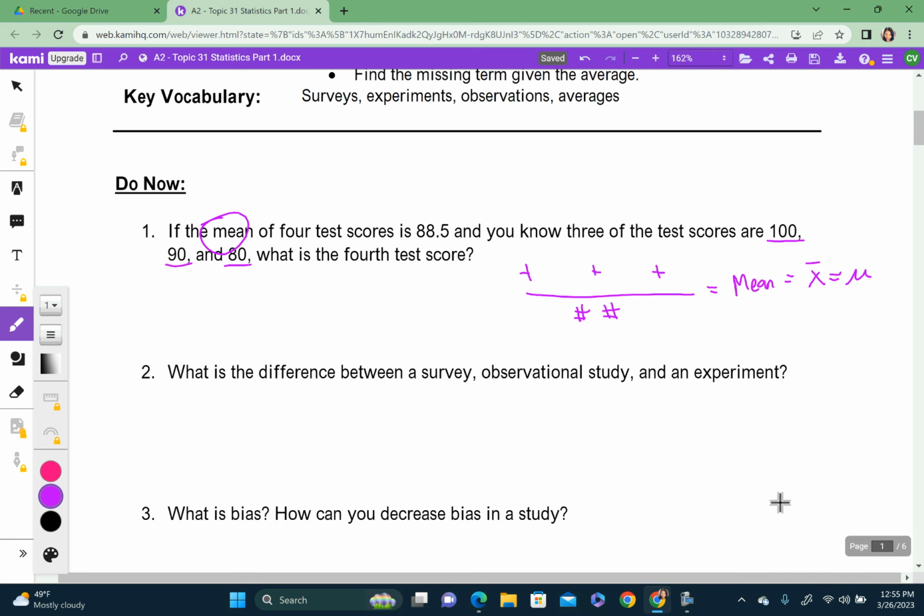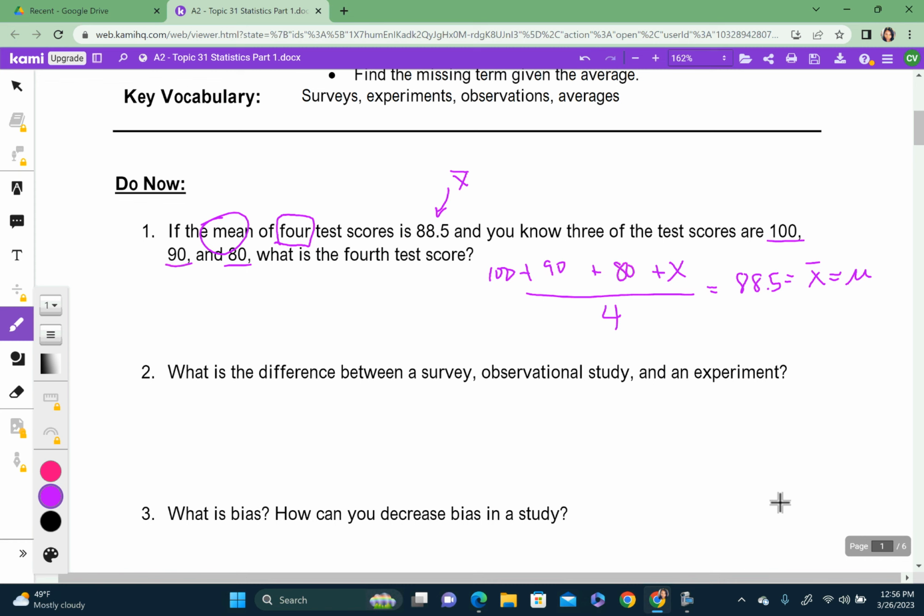So let's go ahead and do what we know. They're giving us three of them out of the four. So they're giving us 100, 90, 80. But there are four of them, and we don't know what the fourth one is. So let's just call that X for now. And how many test scores do we have altogether? We have four test scores, three of which we know, one which we don't. So there are four altogether. And they're telling us that the mean is 88.5. So this is important. Instead of the word mean, or instead of our X with a bar over it, we can put 88.5.